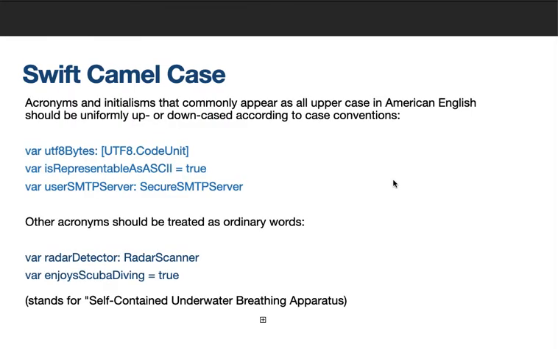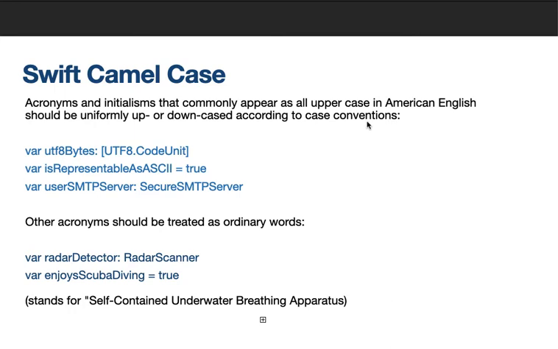As we mentioned, Swift follows or recommends camel case conventions, but there are some special circumstances we should take care of while using acronyms. As per Swift documentation, acronyms and initialisms that commonly appear as uppercase in American English should be uniformly up or down cased according to the case convention.